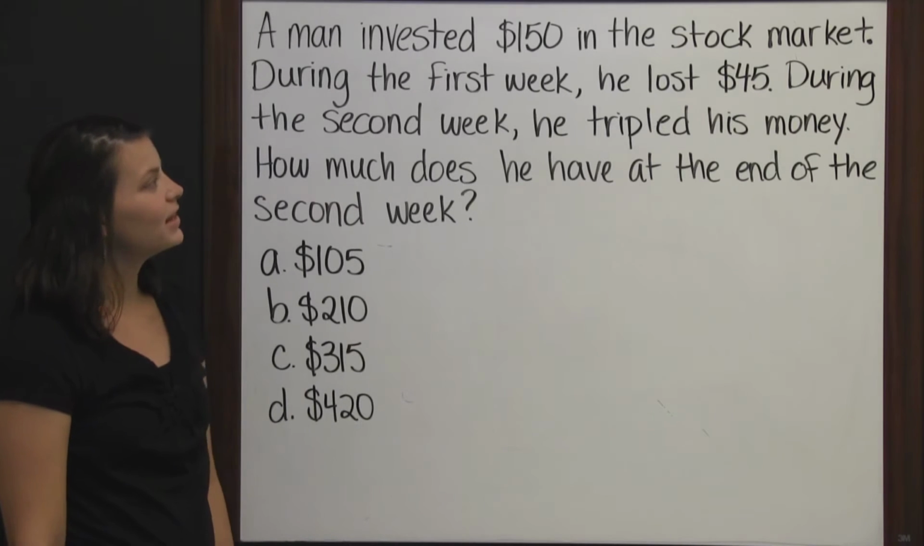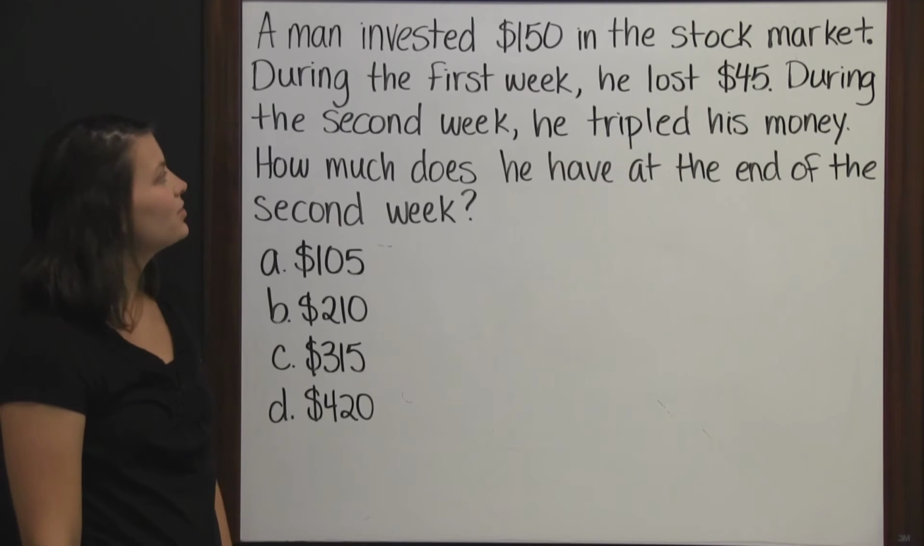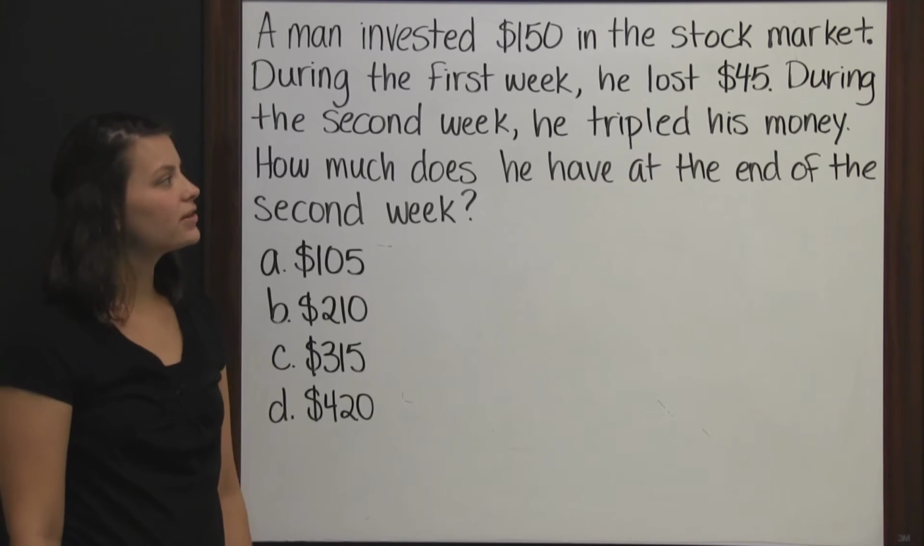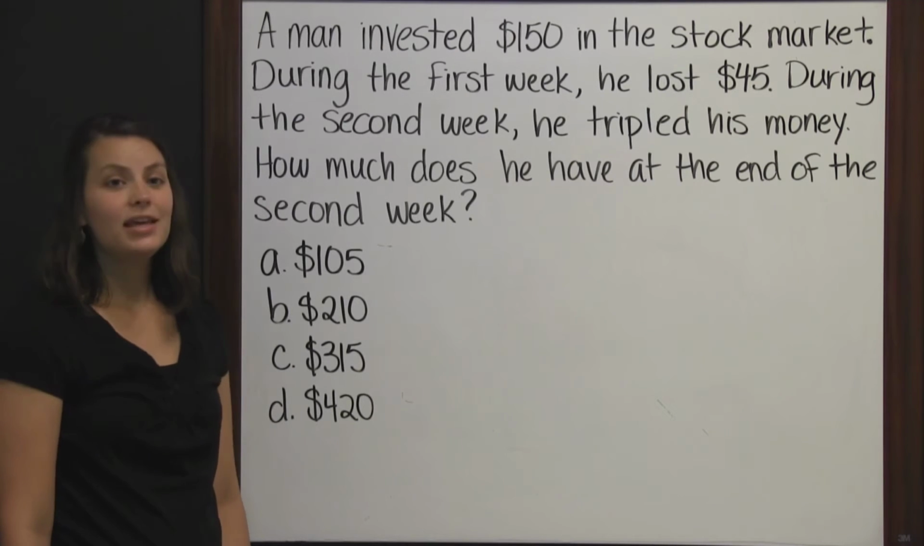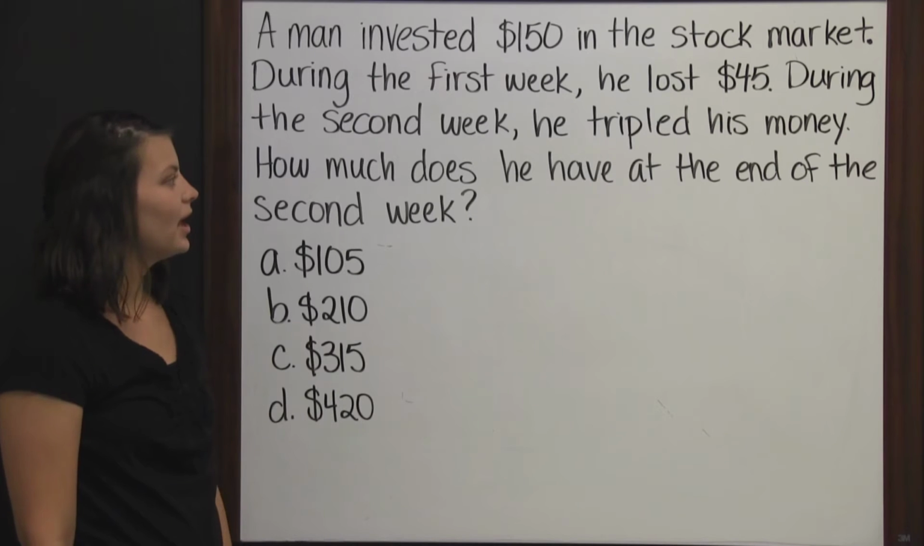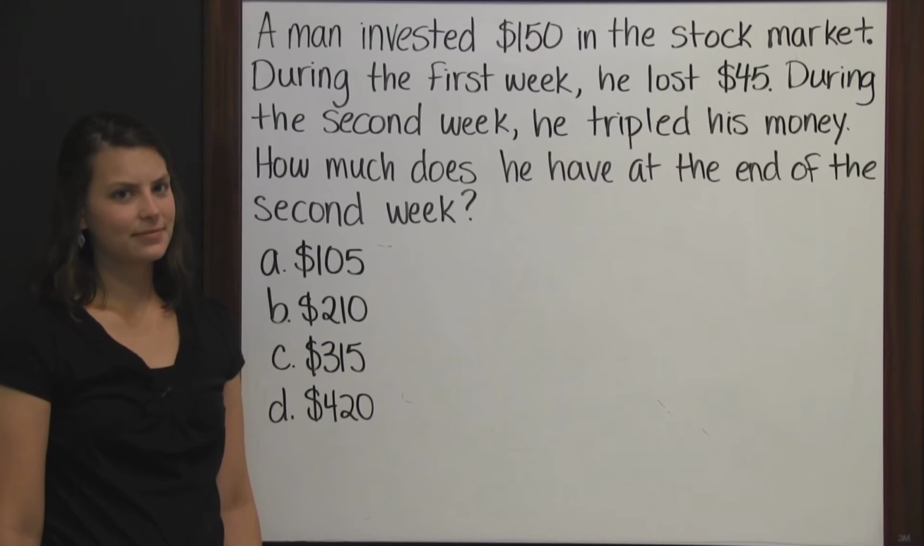A man invested $150 in the stock market. During the first week, he lost $45. During the second week, he tripled his money. How much does he have at the end of the second week?